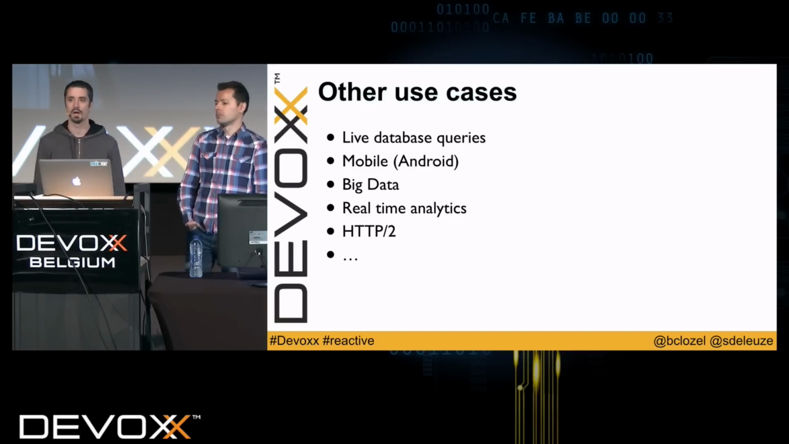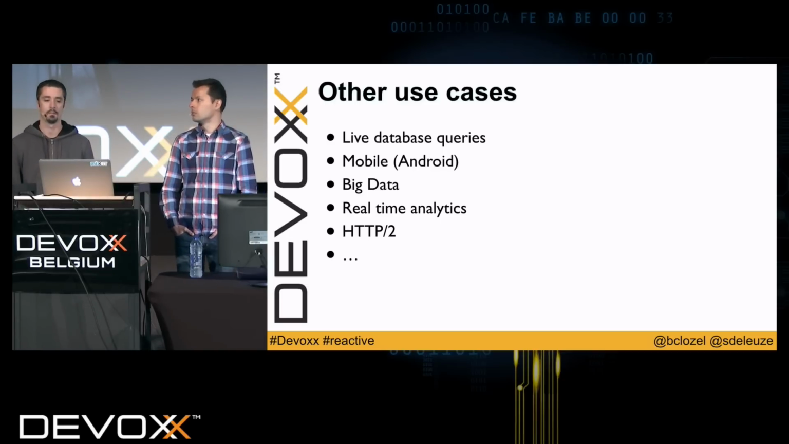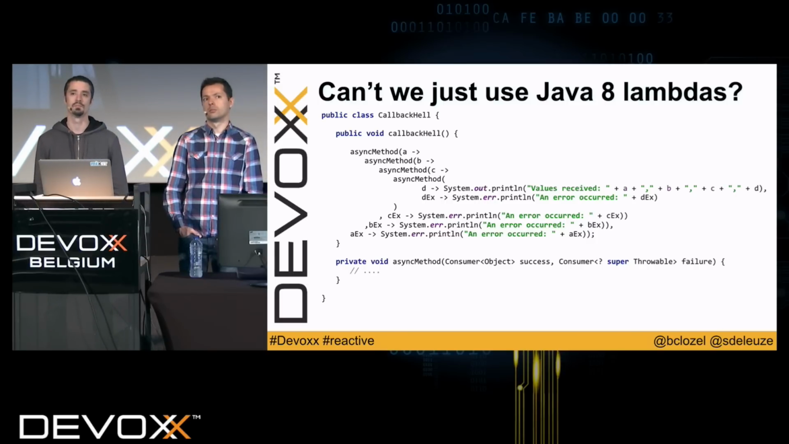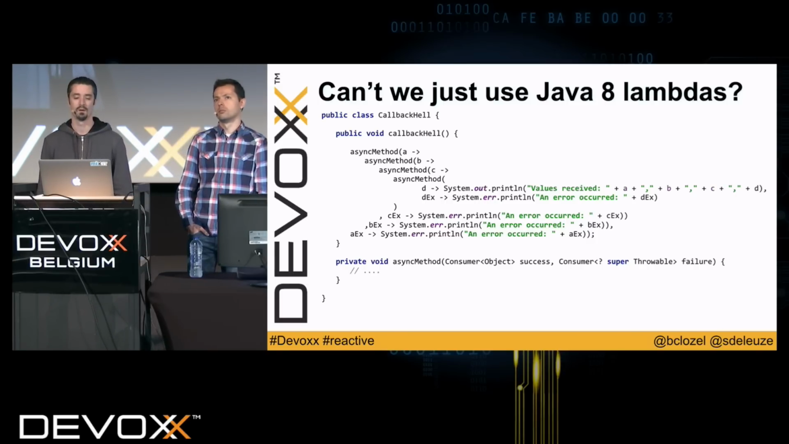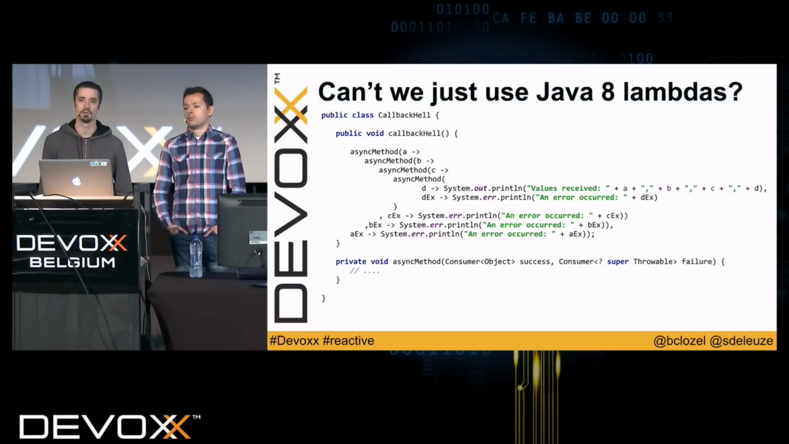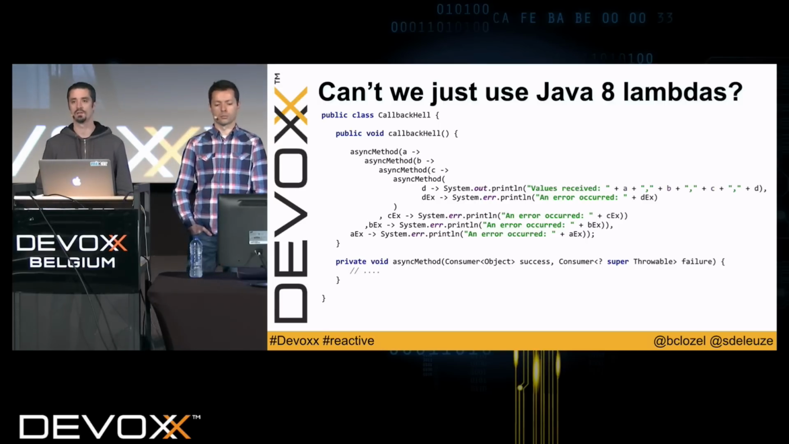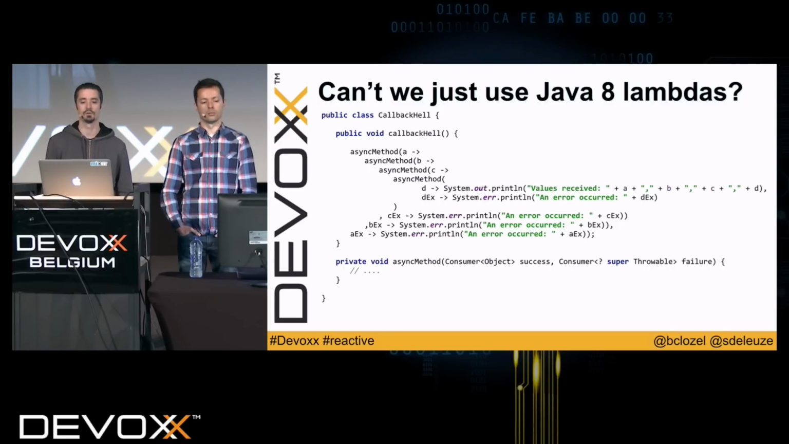So let's see how we could handle this without using a reactive API. Can't we just use raw Java 8 lambdas? It's possible, but you will end up with applications that are not very maintainable. Writing a single asynchronous method is easy, but when you have to chain multiple asynchronous calls, you end up with such callback hell that is very difficult to maintain. And that's where a reactive API will help you to build code where you can chain multiple asynchronous calls while getting a maintainable code base.